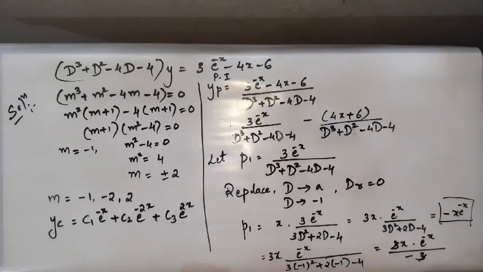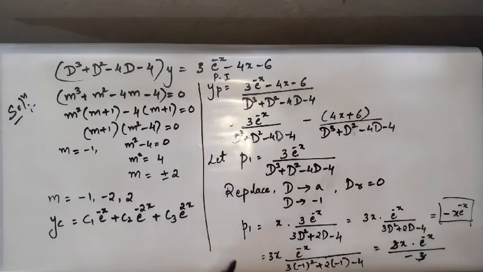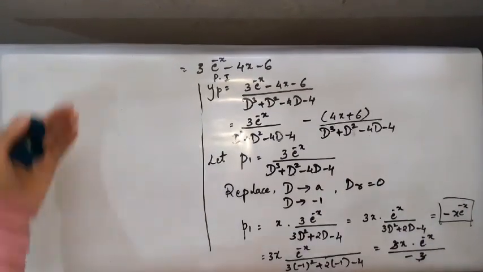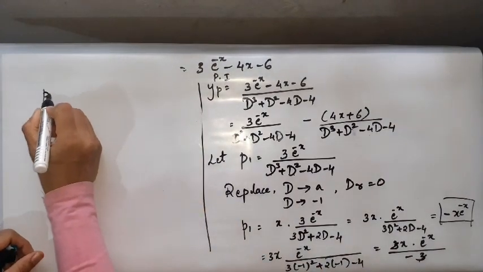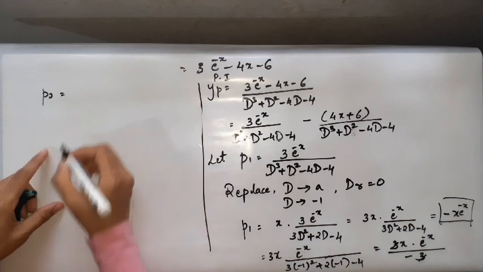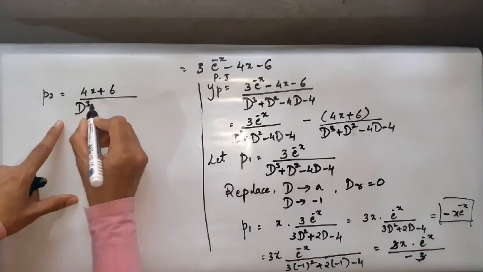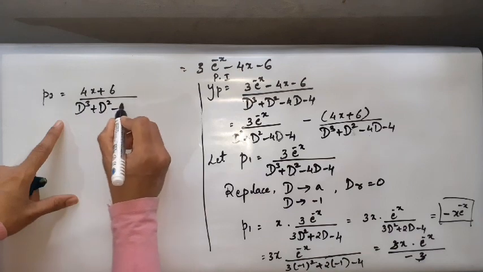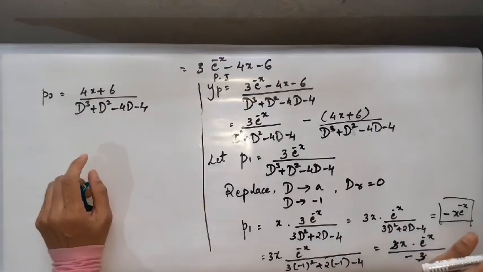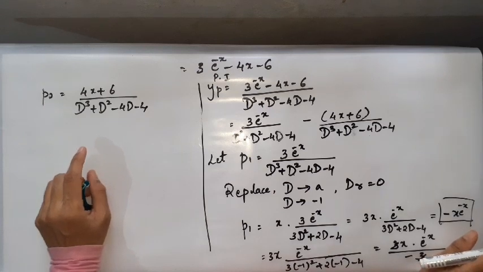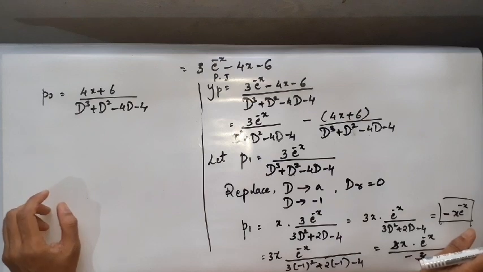Okay. So now we'll go for P2. Let us evaluate this. So we were to solve our P2. So your P2 was 4x plus 6 divided by d cube plus d square minus 4d minus 4. Now already I have explained how to solve whenever there is a polynomial in the numerator. How do you solve this kind of a problem? I have already explained.